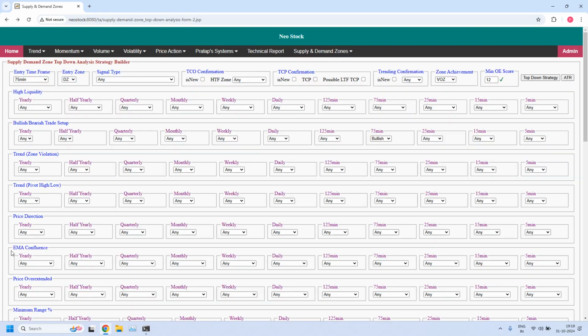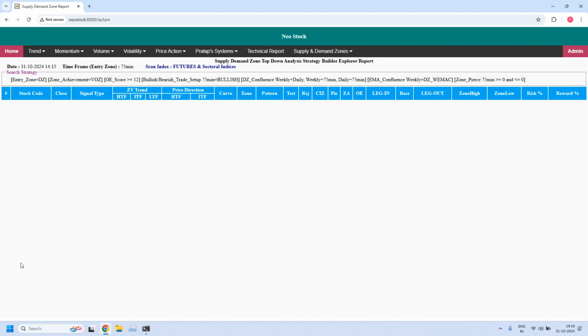Let's verify. Weekly EMA confluence is available for the weekly zone? So weekly demand zone with weekly EMA confluence, we did not get. No issues.